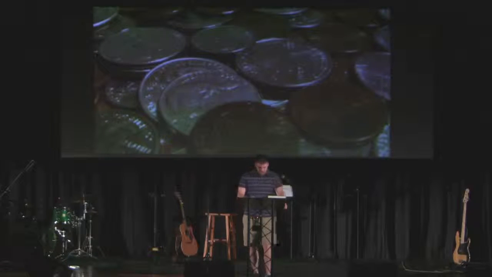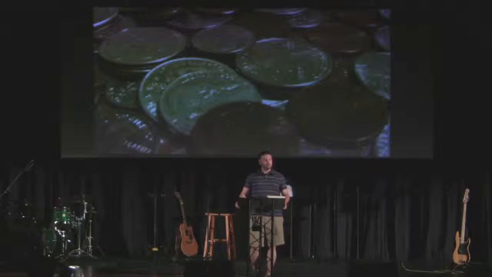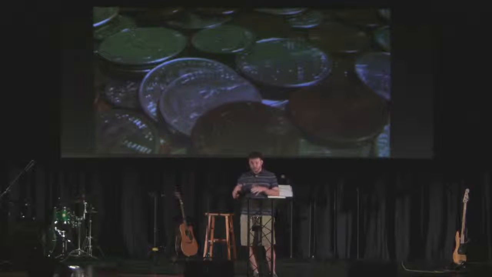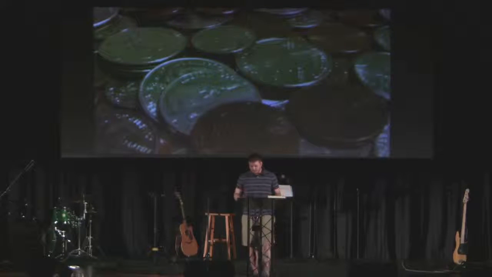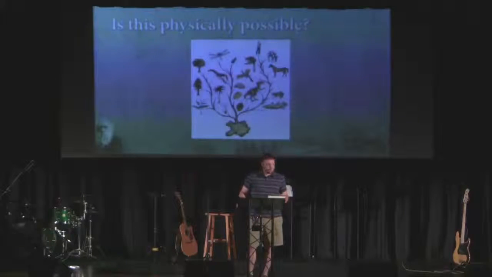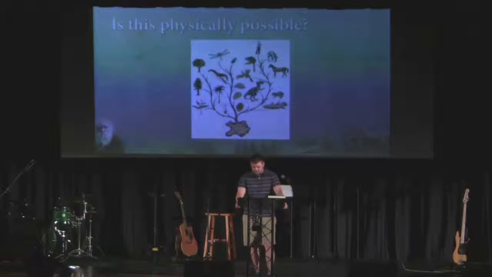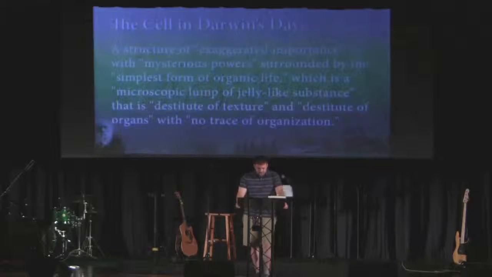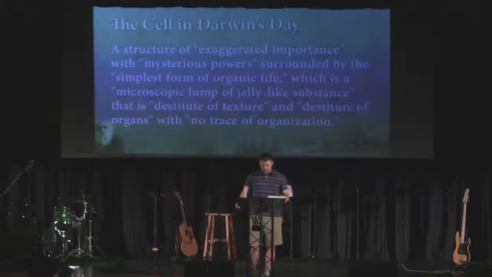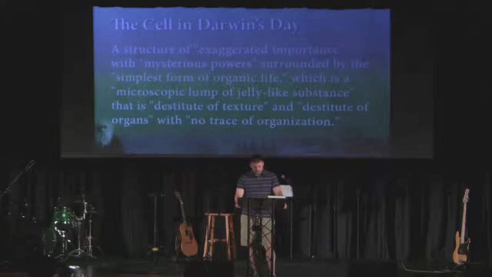Follow? All right. So speaking of probabilities, what do you think the probability is that gradual modifications from one kind of animal into another is actually even physically possible? Is this physically possible? For that, we have to look into the cell. The cell. In Darwin's day, this is what a cell looked like. In fact, here's a quote. It says, in Darwin's day, a cell was a structure of exaggerated importance with mysterious powers surrounded by the simplest form of organic life, which is a microscopic lump of jelly-like substance that is destitute of texture and destitute of organs with no trace of organization.